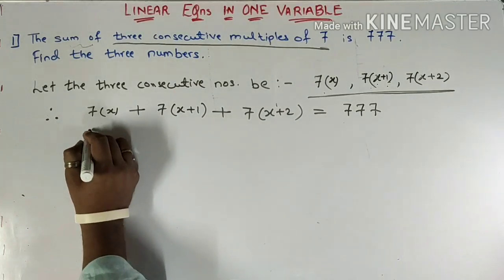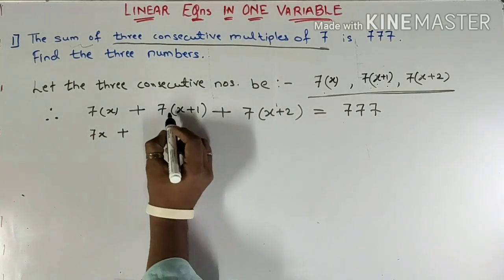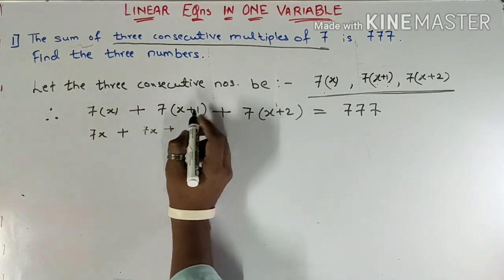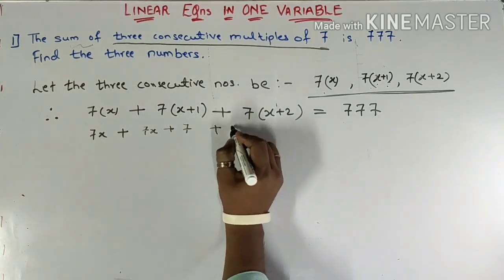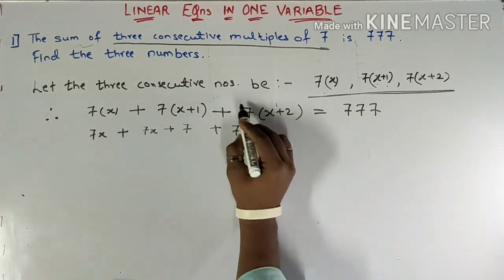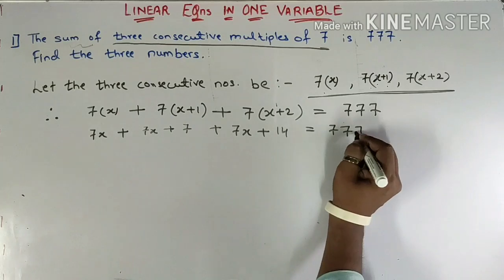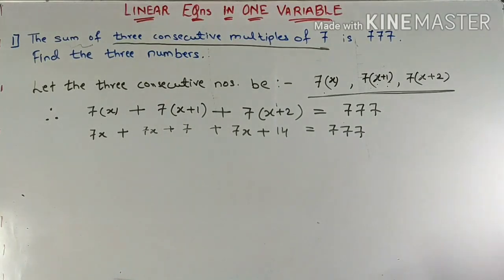Moving ahead, 7x plus 7 into x plus 1 is 7x plus 7 ones are 7 plus 7x plus 7 twos are 14 is equal to 777. Always remember, keep the unknown terms on one side of the equal to sign and take the known numbers on the other, step by step.